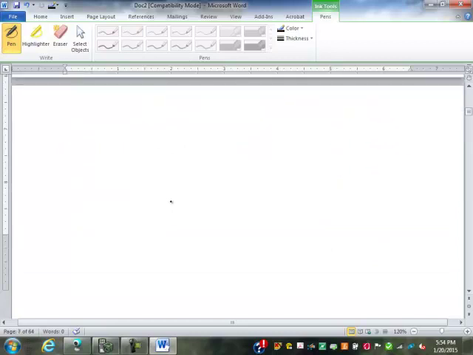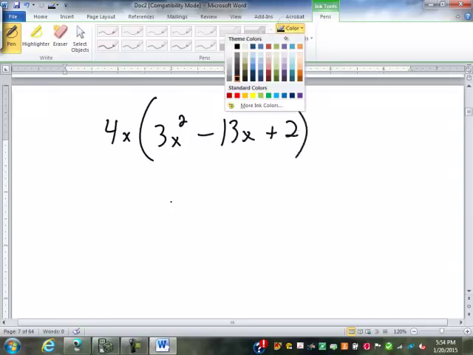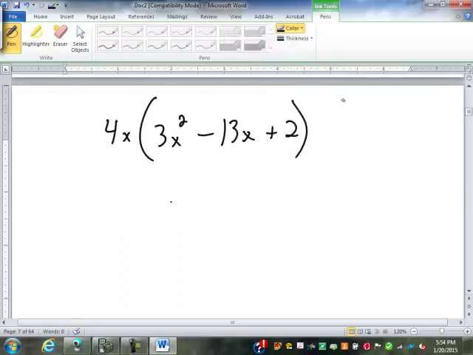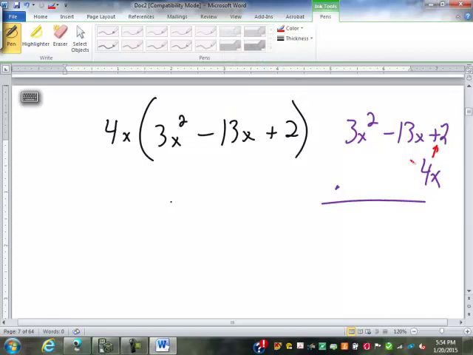Okay. Well, what if it's something like this? Does that change anything? No. It'd be 3x squared minus 13x plus 2 times 4x, and we'd multiply it all out again. Now at this point, I'm just going to assume you guys see how you'd multiply that out. I'm going to start doing the shortcut and just distributing, just to save time.